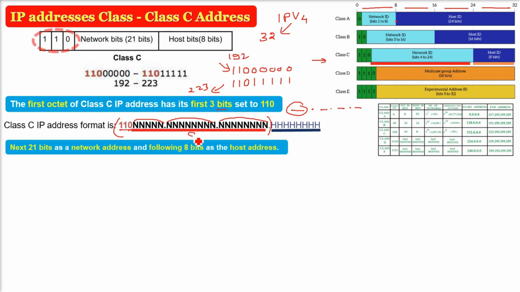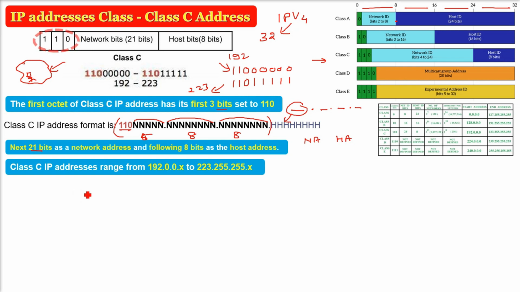So these 21 bits after 110 are indicating the network address, and that can be computed using the subnet mask. These 21 bits indicate the network address, and the next 8 bits, the last octet, is the host address. So you can have multiple networks given by 21 bits, and then inside that, what computing device you have, that is the host address.